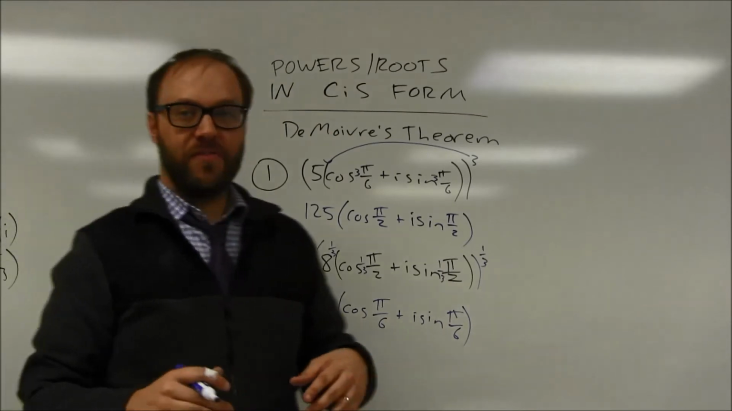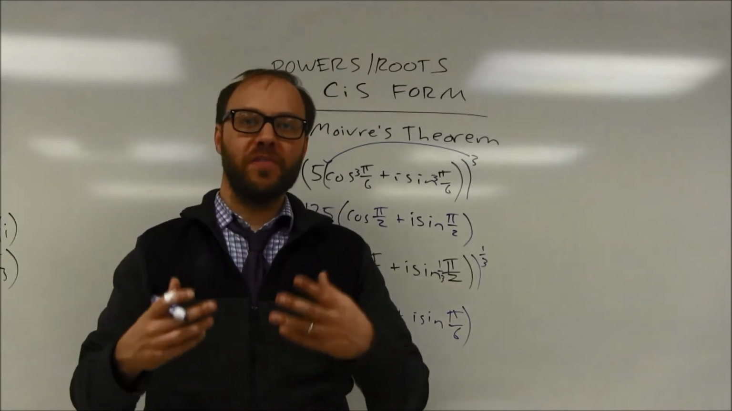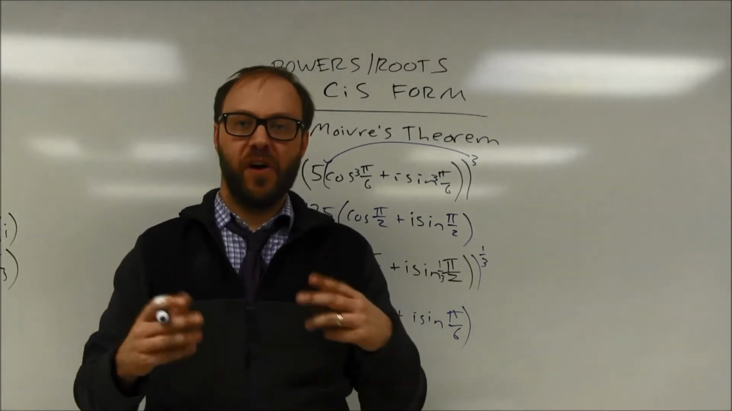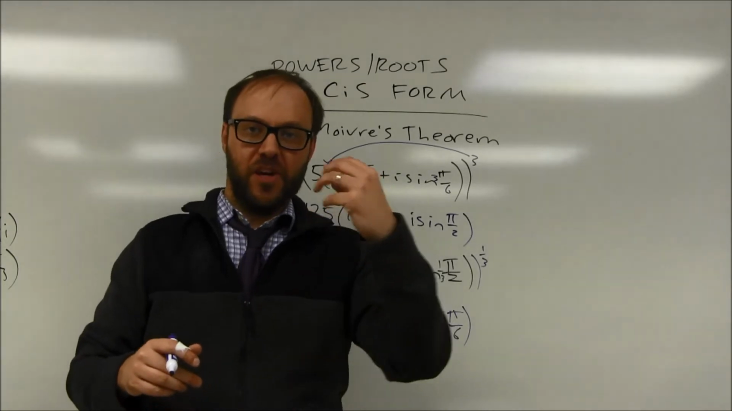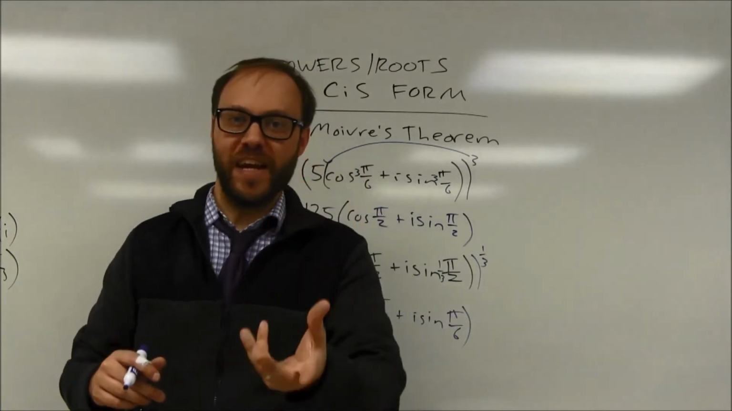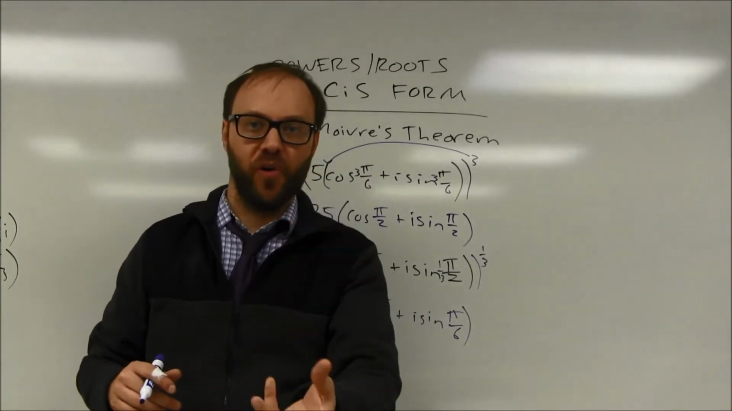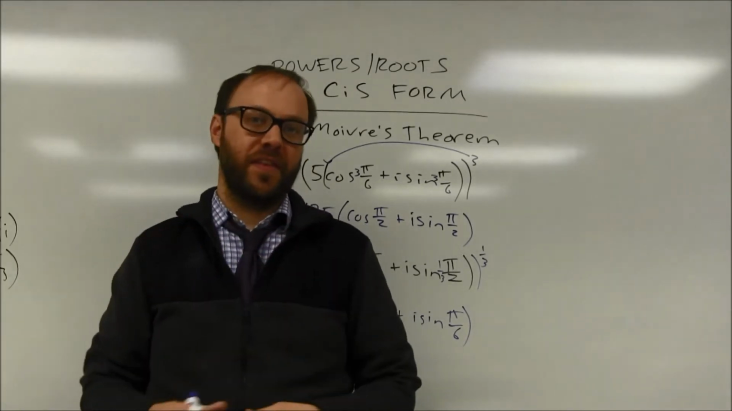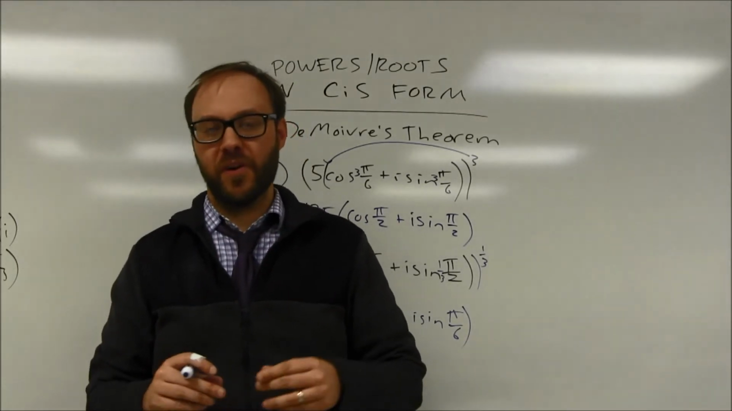Okay? The follow-up to this, if I ask you for all of the cube roots, remember when you're talking about roots, there should be 2 square roots of a number, there should be 3 cube roots of a number, there should be 4 fourth roots, and so on and so forth. And this is all an outgrowth of the fundamental theorem of algebra.